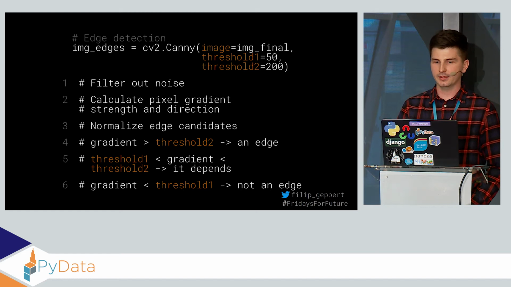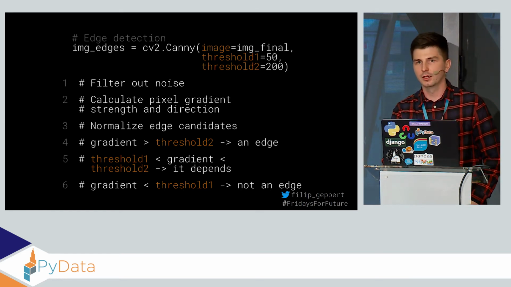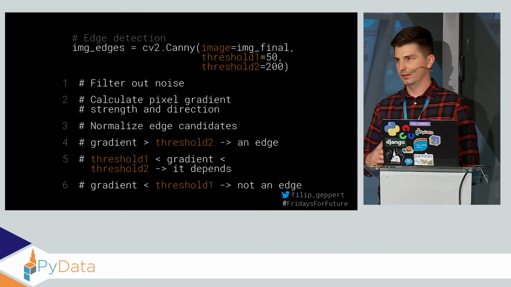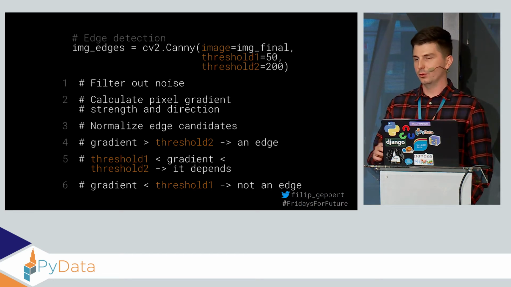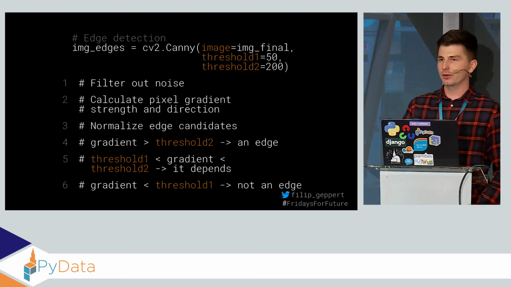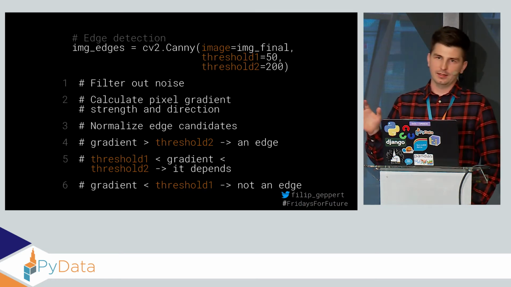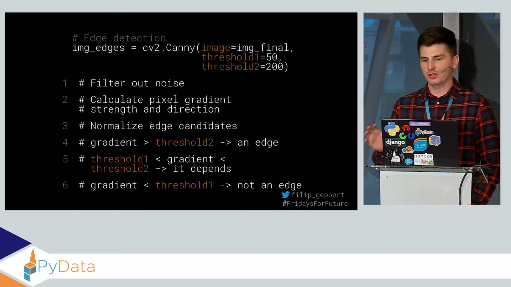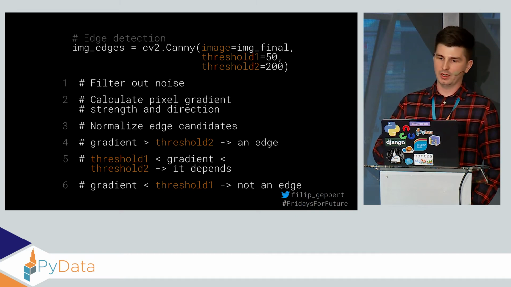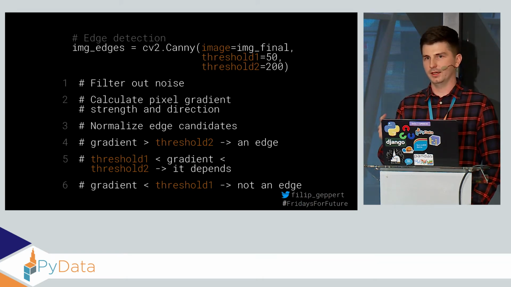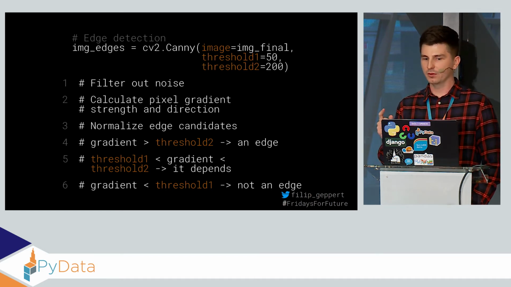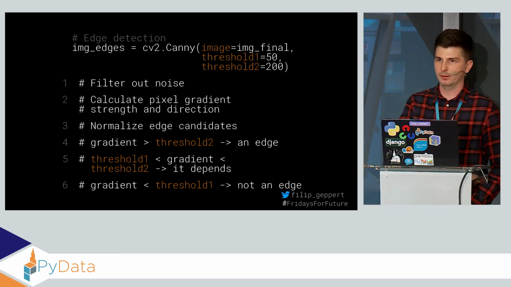Then the pixel gradient strength and direction are calculated. What's pixel gradient? You can think of it as a rapid change from the white to black color. This is going to be very high gradient. White to white-ish color is not high gradient. Then we normalize edge candidates. So if you imagine the image, the edge is always a transition period, but we are interested in very sharp edges. So there are always gradient candidates for deciding if something is an edge or not. So basically, from the candidates, we choose the maximum value, and then we apply the thresholding parameters.